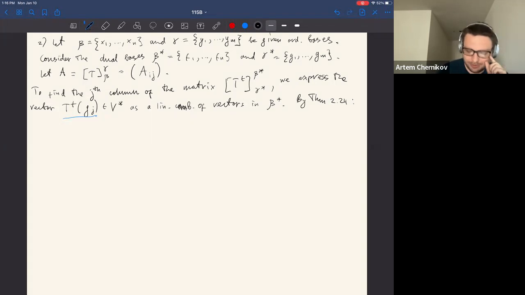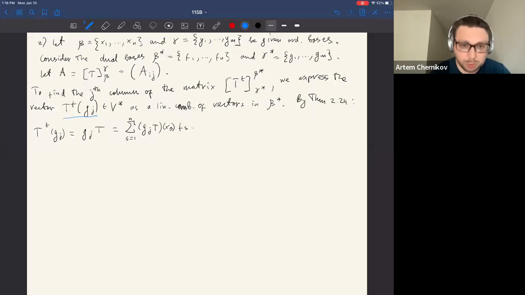So let's just use that theorem recall. We can write T^t of g_j as g_j composed with T. This is given by the sum over s from 1 to n of g_j T evaluated on x_s times f_s. Let's be careful what is what. Note that this whole expression is a scalar, and f_s is, of course, an element of the dual basis B star.